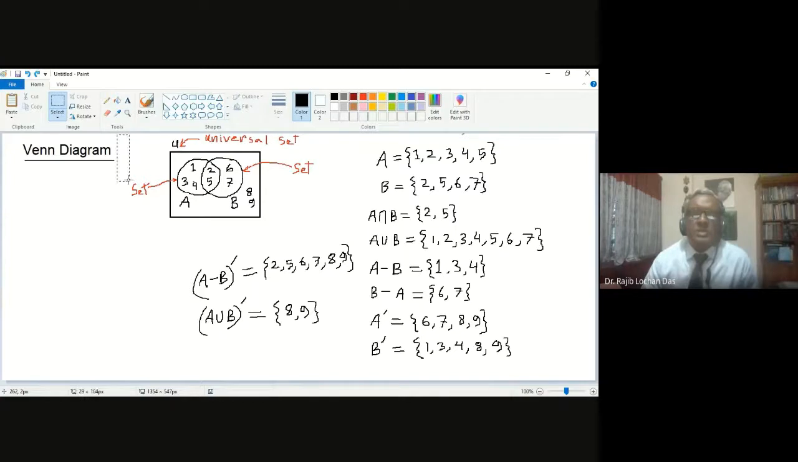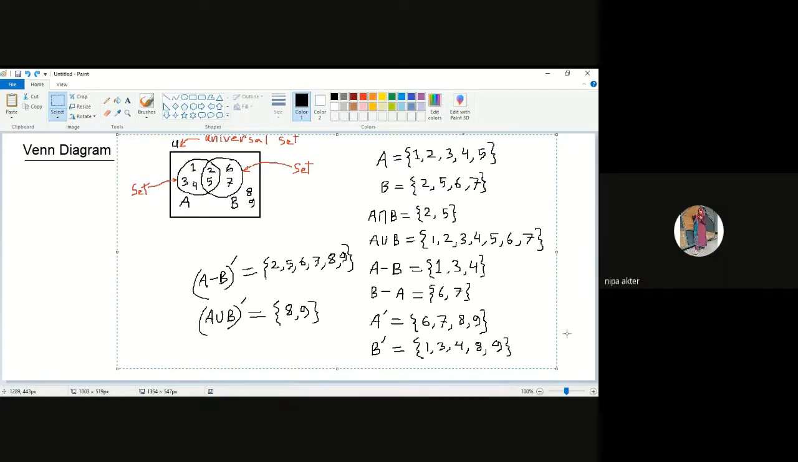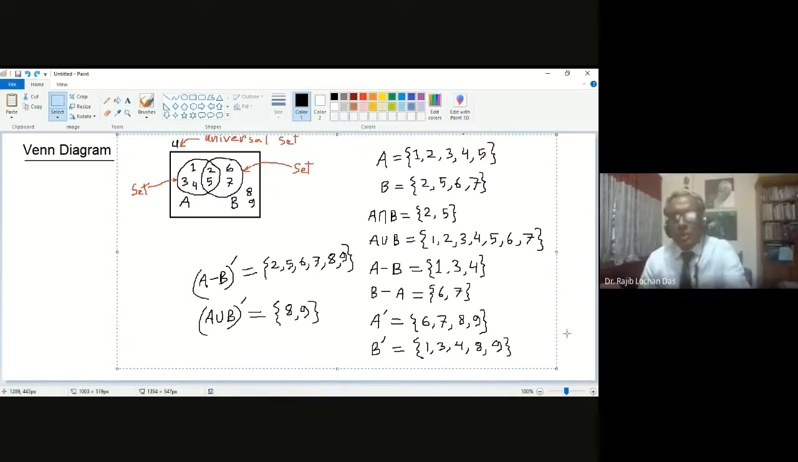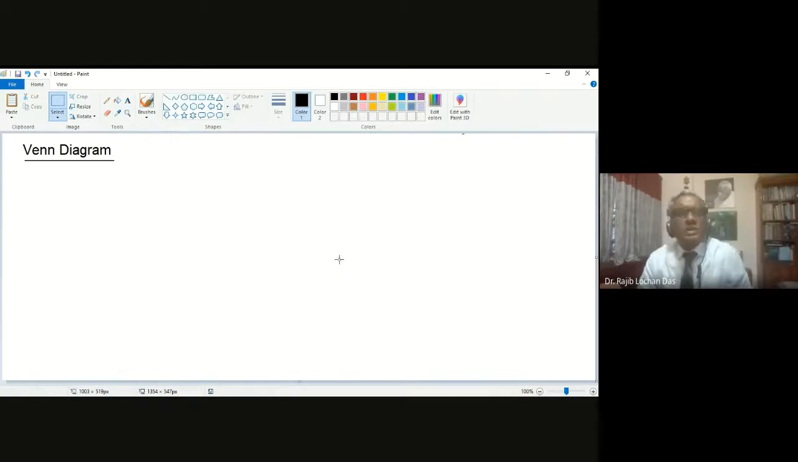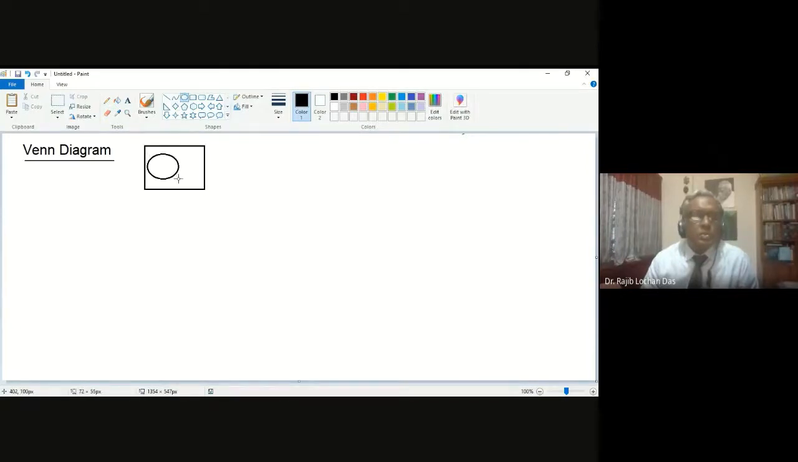Okay, I'm erasing this part. Is that okay? Have you written this already? Yes, sir. Okay, so I am erasing this and I am showing some of the diagrams so that it will be clear and it will be understood.